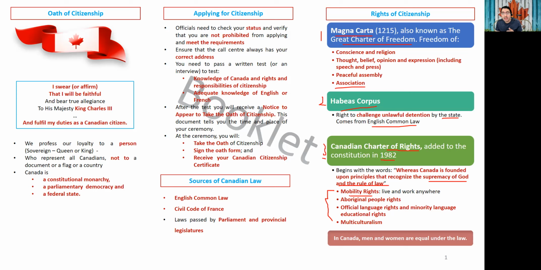The second right for sure is Aboriginal people rights, because before the Europeans came to Canada, there were some people actually living in Canada, whom we call Aboriginal people. We are going to speak about them in detail later.